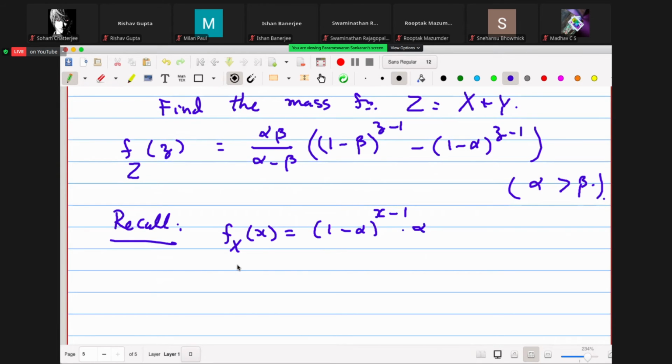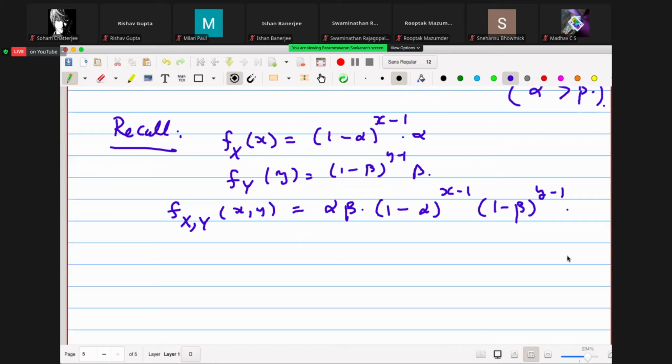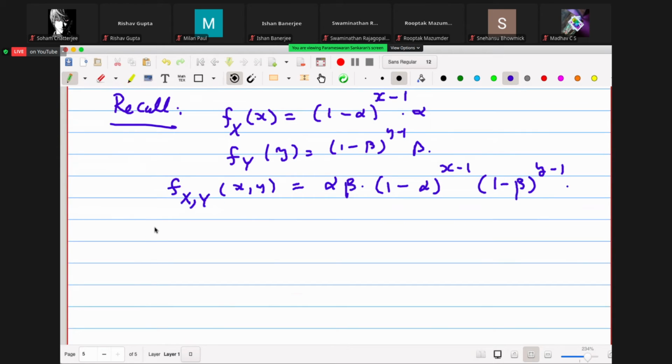And similarly, fY(y) is equal to (1 minus beta) to the power y minus 1 times beta. And now write the joint fXY(x, y), because of independence. Otherwise you will not be able to write this: alpha beta (1 minus alpha) to the power x minus 1 times (1 minus beta) to the power y minus 1. Okay. And now it's clear what you need to do.